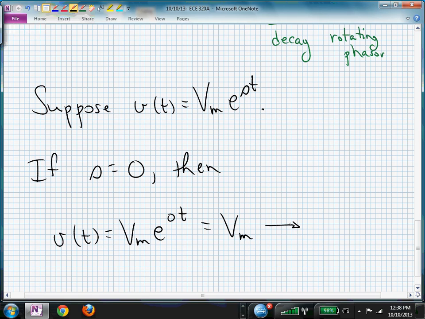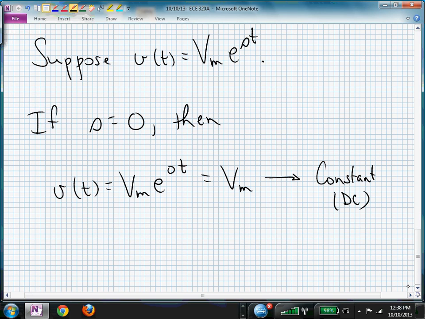But that's not a function of time anymore, is it? This is now just a constant, or some DC value. And when did that DC value occur? Well, that occurred when s was equal to 0. Therefore, signals with s equal to 0, we can think of those as corresponding to constant or DC waveforms or signals.